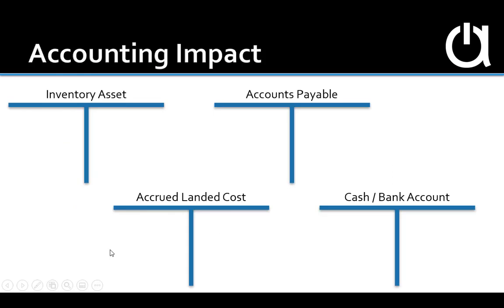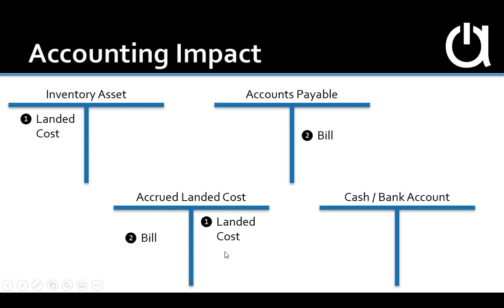Alright, so this is going to show the flow of how landed cost is posted to your general ledger. This is the same process whether the cost is included on the PO invoice or billed from another vendor. So first, Acctivate will post the landed cost journal entry to the asset account and the accrued landed cost account associated with that warehouse.